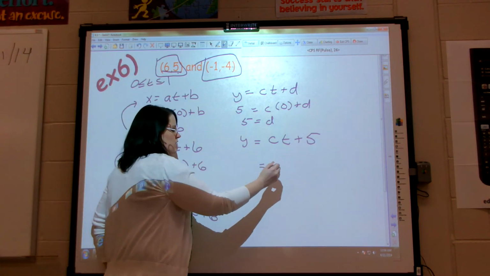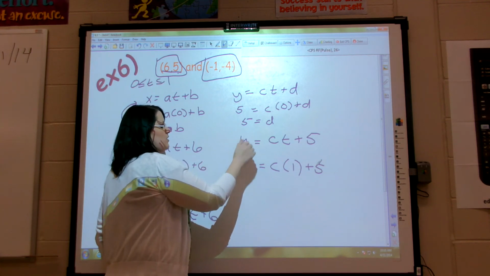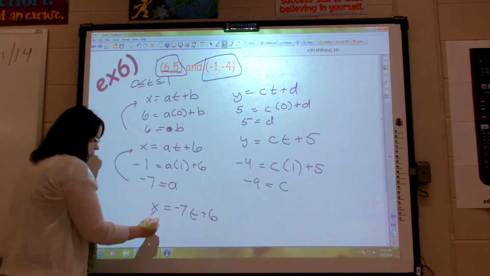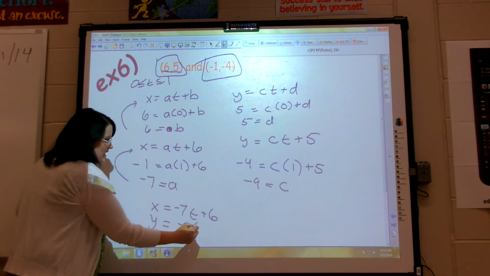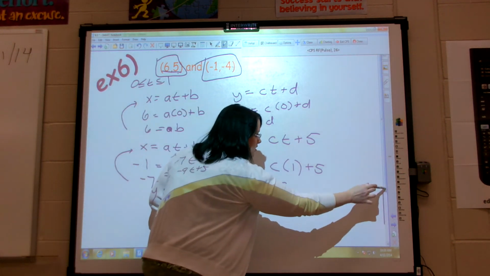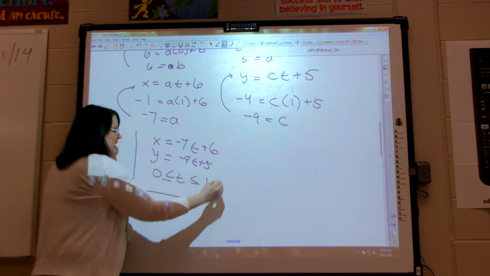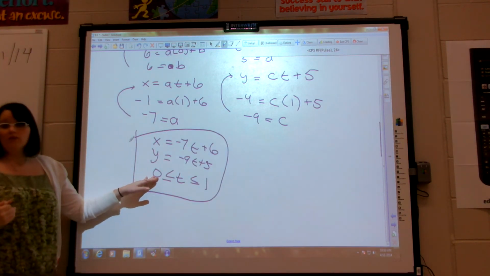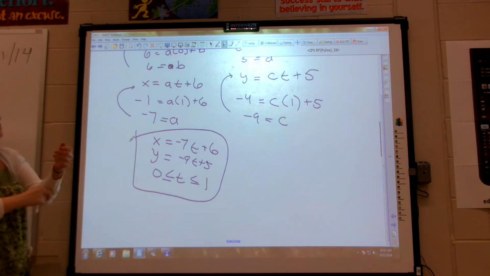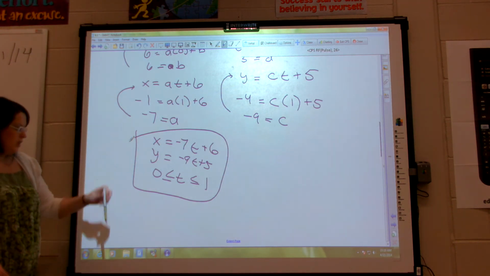Over here, when t is 1, what is your y? Negative 4. Which tells me c is negative 9. So I get y is negative 9t plus 5 when I plug it back in. But do not forget your boundaries. If you leave this off, it's wrong. There will be points deducted because parametric equations have to have parameters. Sink it in? I'm going to show you how to use the calculator and then we'll do our last U-try.